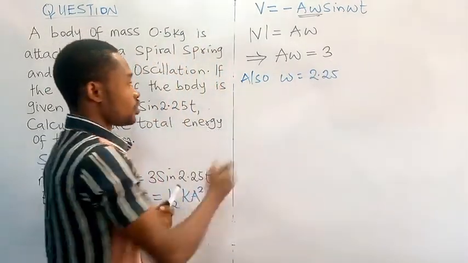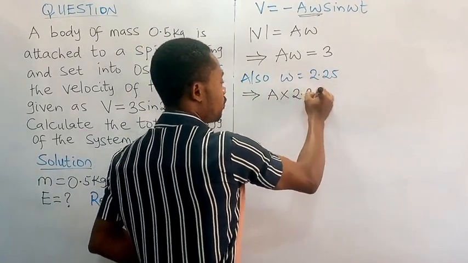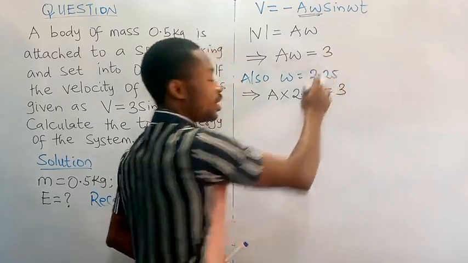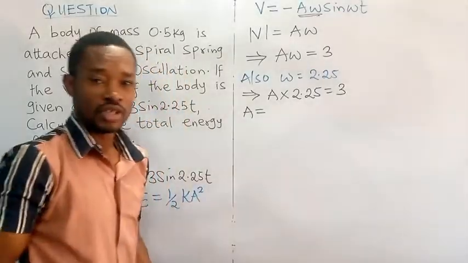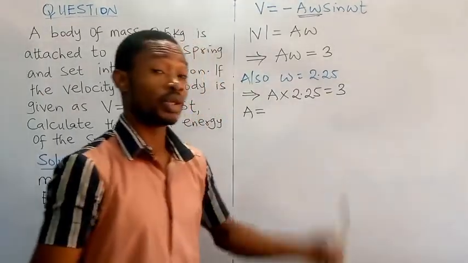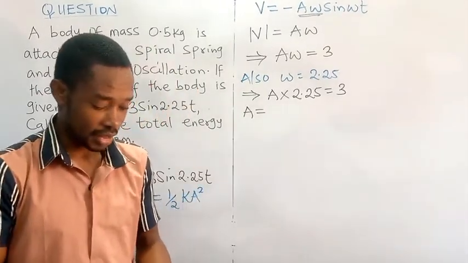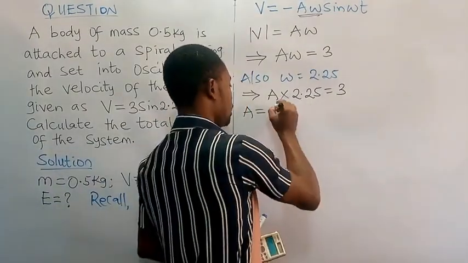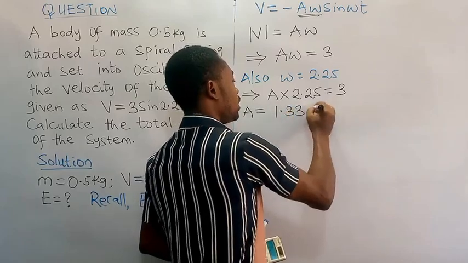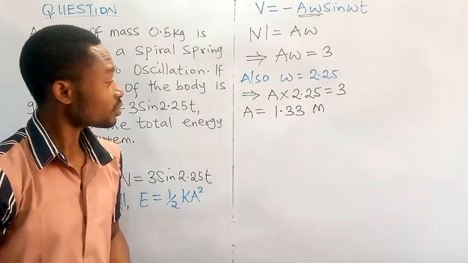So if I do my substitution, the implication is that the amplitude times W, which is 2.25, is going to be equal to 3, and then we can now solve and get our amplitude. Amplitude is equal to 3 divided by 2.25. If you divide 3 by 2.25, this gives us 1.33. So let us pick 1.33. Now I'm going to write it in meters because the SI unit of amplitude is meter.